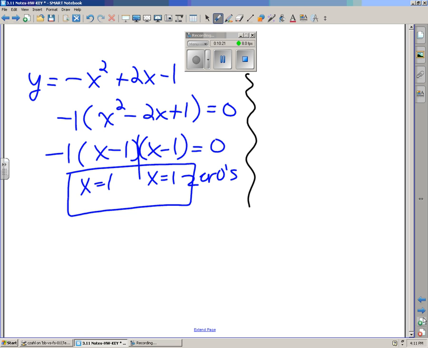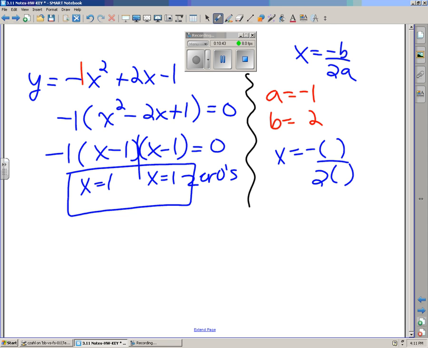Axis of symmetry, I know the equation is x equals negative b over 2a. In the original problem, a is in fact negative 1. Remember, we factored out a negative 1, but the original equation had a negative x squared. And the b becomes a 2. So when I do my equation, it becomes x equals negative b over 2a. b is 2, a is negative 1. When you do the math, negative 2 divided by negative 2 is a 1. So x equals 1, and this is your axis of symmetry.